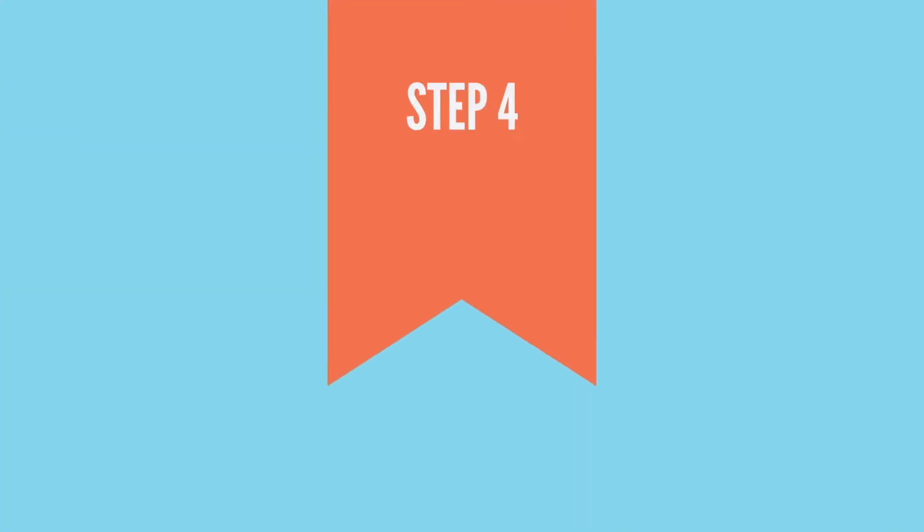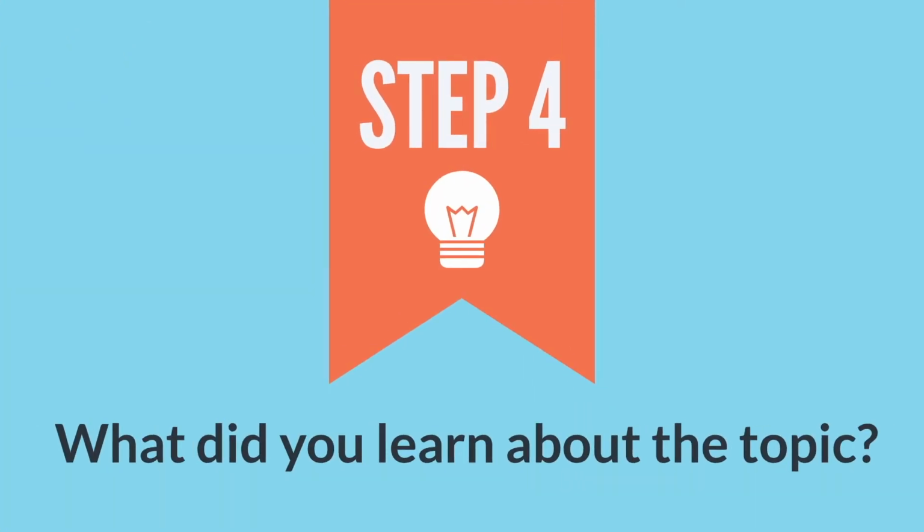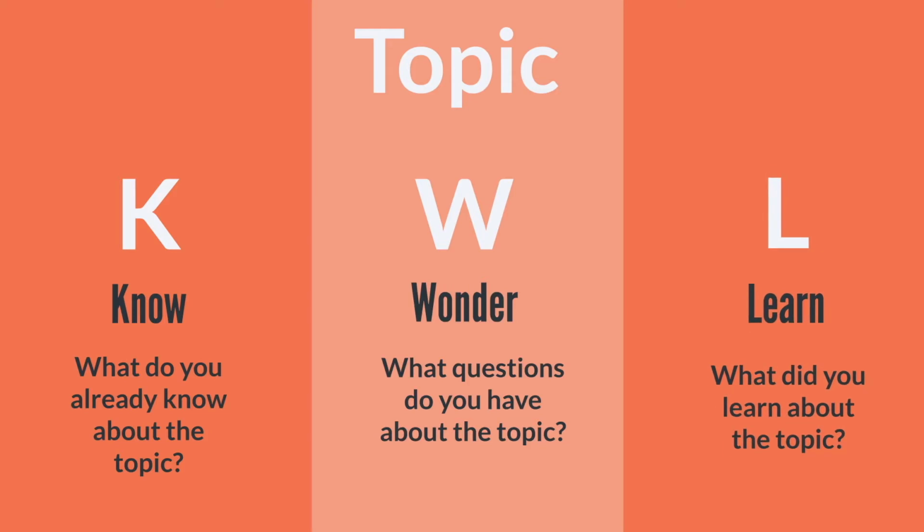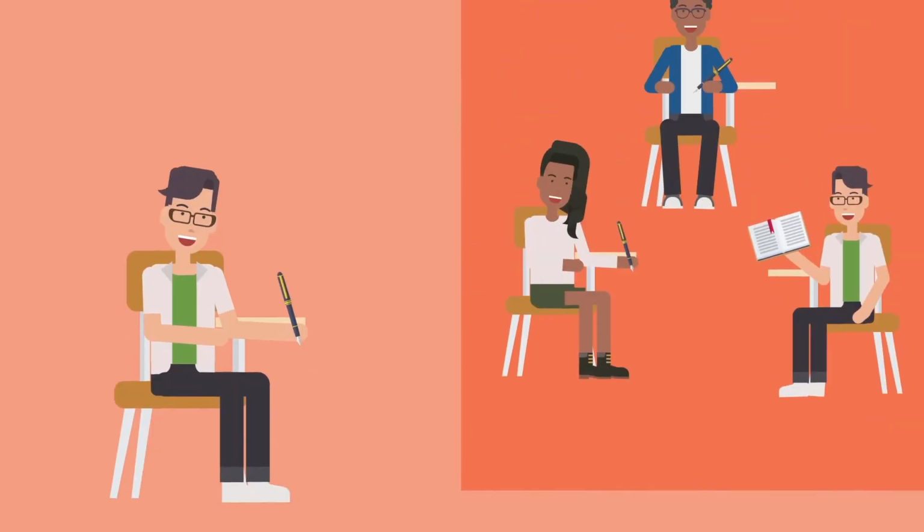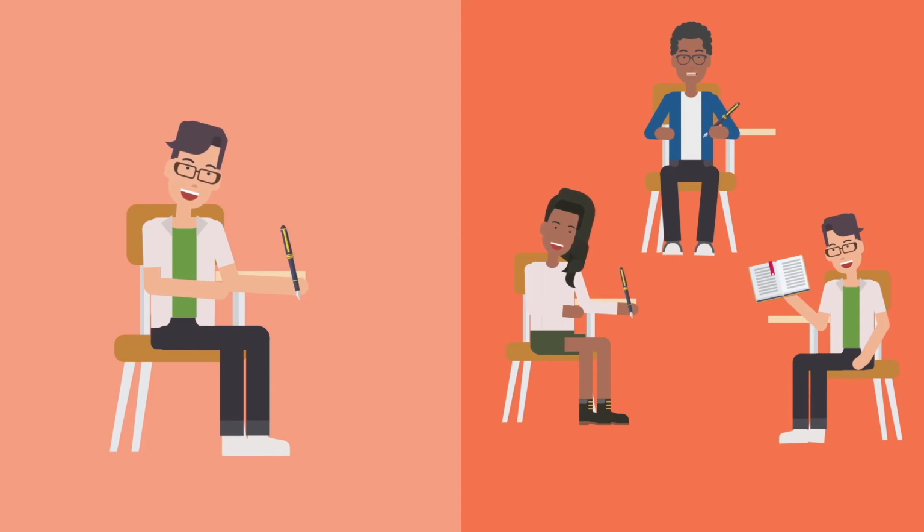The L stands for learn. So ask yourself this question. What did I learn about the topic? This is where you answer all the questions you had from the wonder section. Do this after you read the book and write everything down here. You can complete a KWL chart by yourself or with a group.